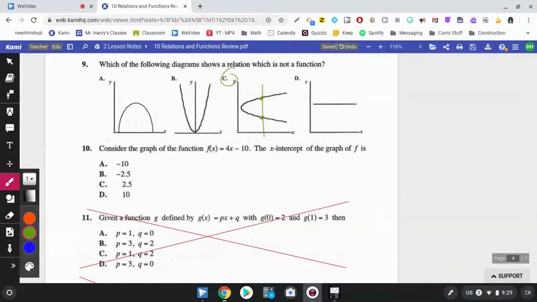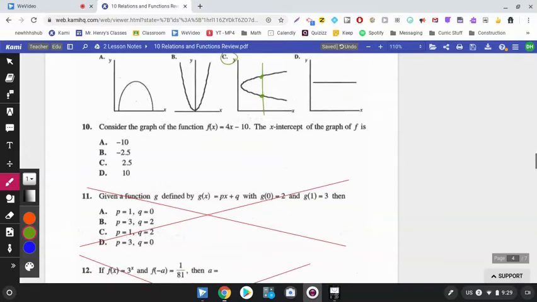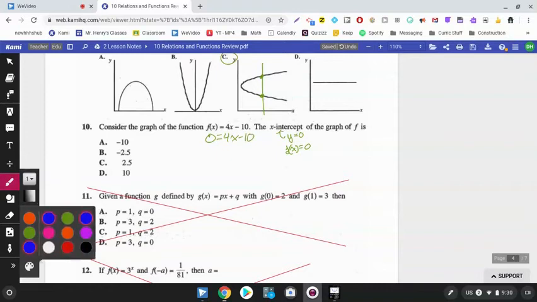10. Consider the graph of the function f of x equals 4x minus 10. The x-intercept of the graph is... Well, here's where maybe I use my graphing calculator. Maybe I type that in real quick and find it. Or, to be honest, I would probably solve algebraically. We already did one algebraically. The x-intercept happens when y is equal to 0. Well, in this case, it's not y, it's f of x equals 0. But it's the same thing. Make that 0: 4x minus 10, and I need to solve algebraically.